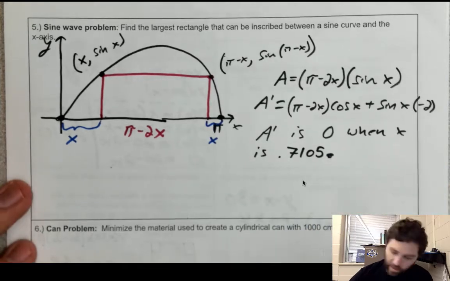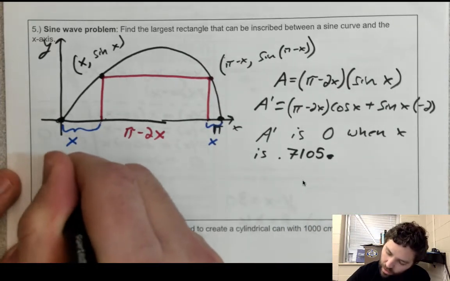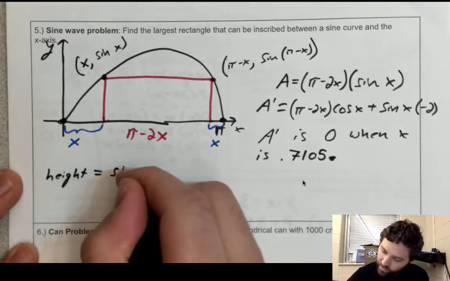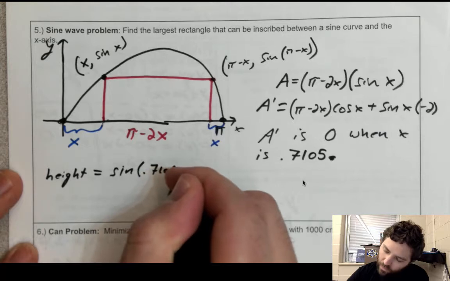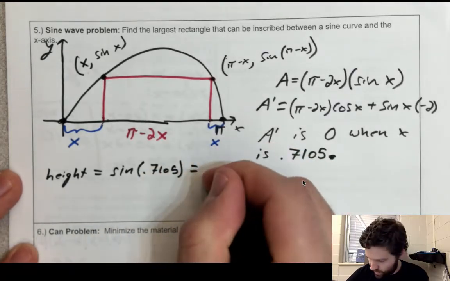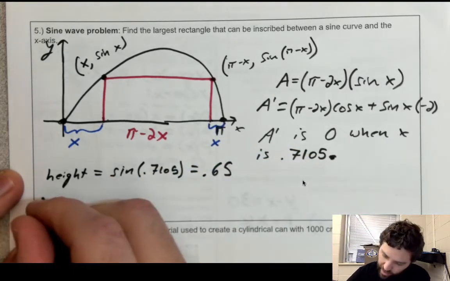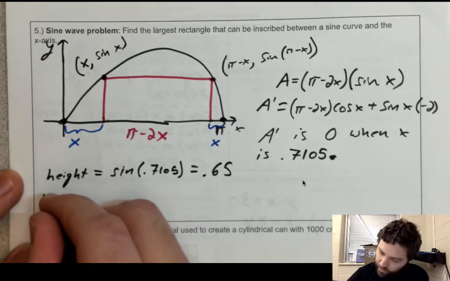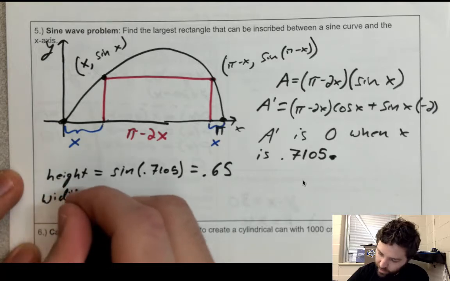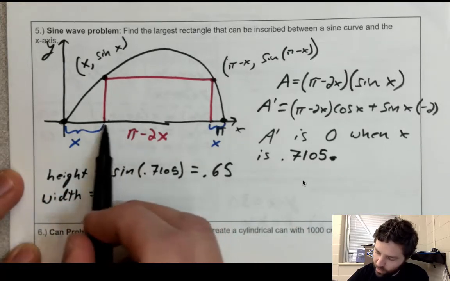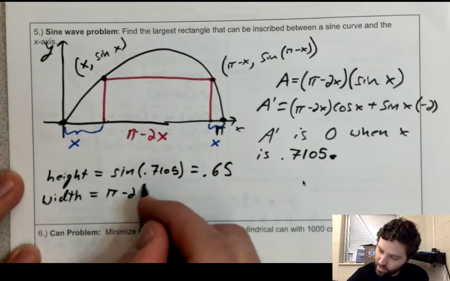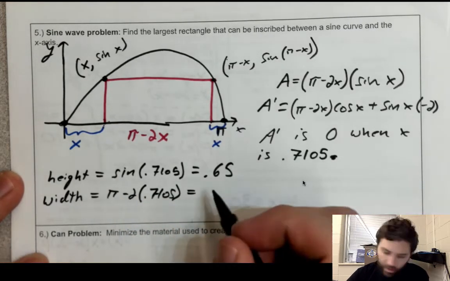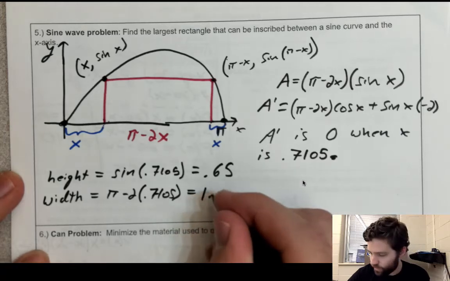And so the height is just going to be, well, I guess I can write this out. So the height will be the sine of 0.7105, which turns out to be approximately 0.65. And then the width, or length, I guess I've been calling it, but the width here is going to be pi minus 2 times 0.7105, and that'll be equal to 1.72.